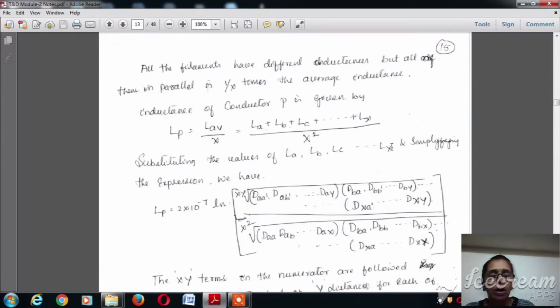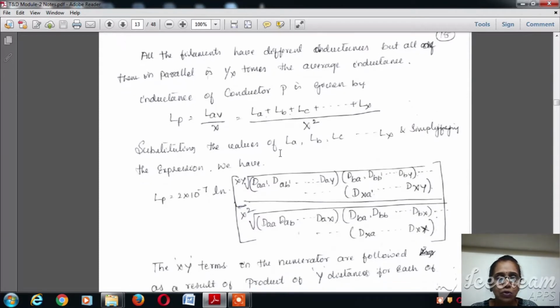Now all the filaments have different inductances, but all of them are in parallel, so it is 1 by X times the average inductance. So the inductance of the conductor P is LP is equal to L average divided by X. L average is nothing but LA plus LB plus LC up to LX divided by X. So L average divided by X, that is LA plus LB plus LC plus up to LX divided by X into X, will be X squared.